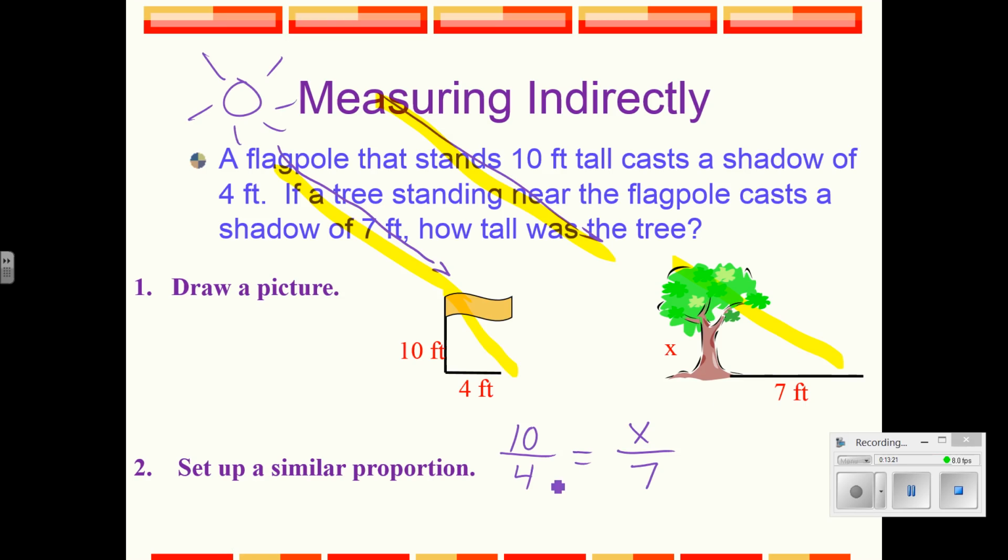Let's cross multiply and divide here. 10 times 7 is 70. It's equal to 4x, and this is not going to work out evenly, is it? Okay, so divide by 4. 4 is going to go into 70, say 15, 16, 17 times. 17 with a remainder of 2, so 17 and 1/2 feet. Check that, make sure I have that correct. All right, indirect measurement. Move on to the Thales video that is attached.